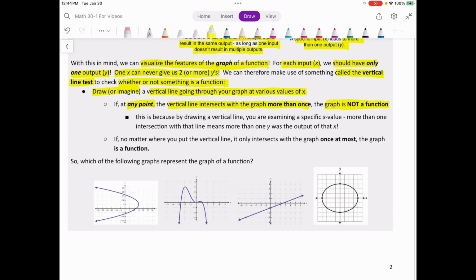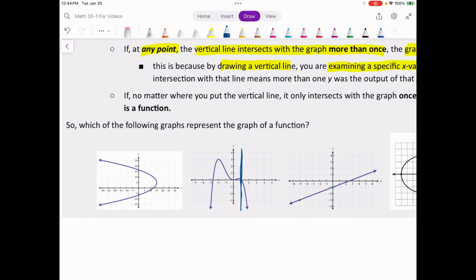Which makes a lot of sense when we think about it, because what are we doing by drawing a vertical line? We're just examining a specific x value. We're essentially checking, right? If I were to draw a vertical line here at x equals 1, what I'm essentially doing is looking, okay, does that graph ever intersect with that line when x is 1?